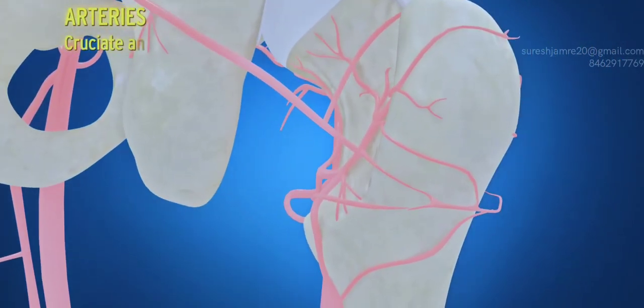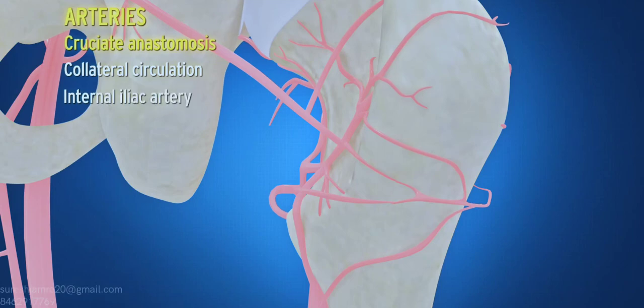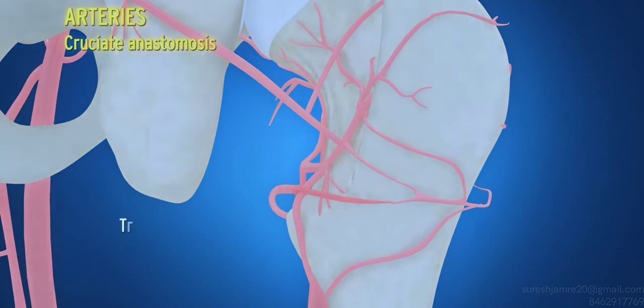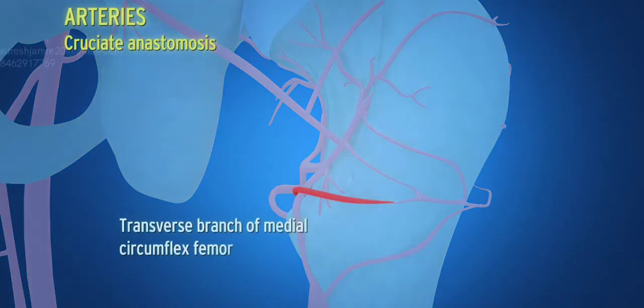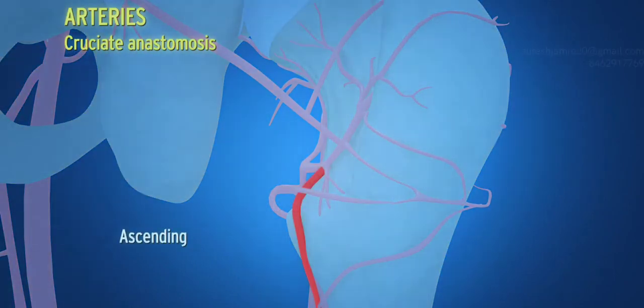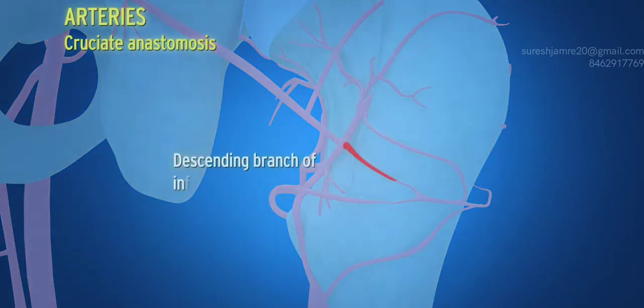Cruciate anastomosis. It establishes collateral circulation between the branches of internal iliac artery and profunda femoris artery. It is present close to the root of greater trochanter. It is formed between the quadratus femoris and upper border of adductor magnus. It is formed by transverse branch of medial circumflex femoral artery, transverse branch of lateral circumflex femoral artery, ascending branch of first perforating artery, descending branch of inferior gluteal artery.